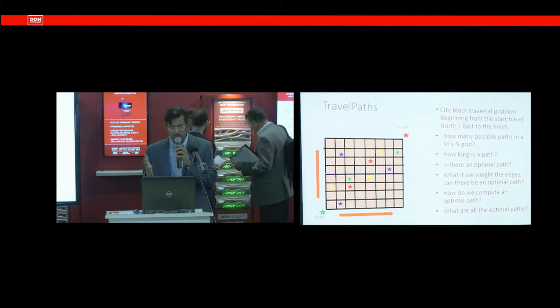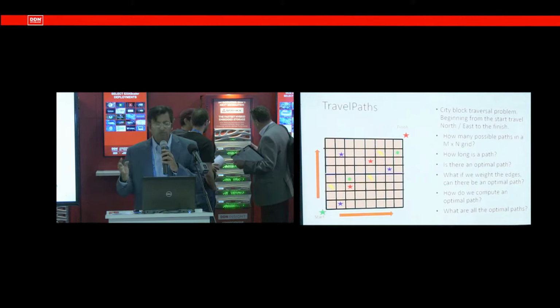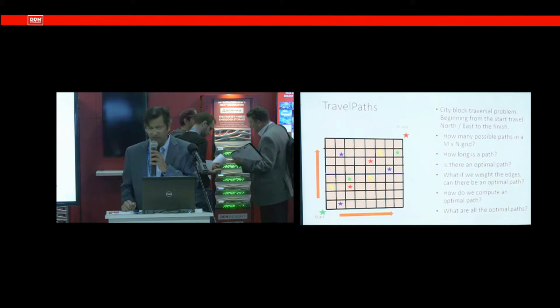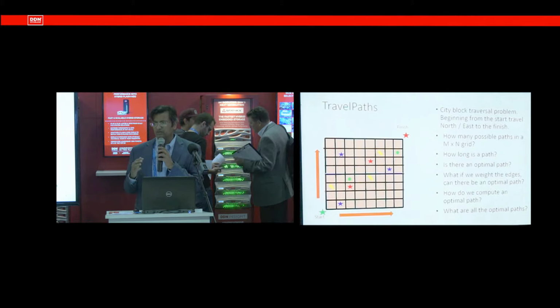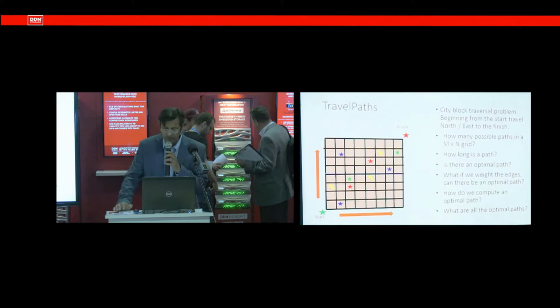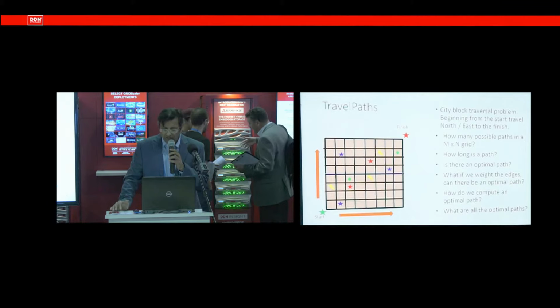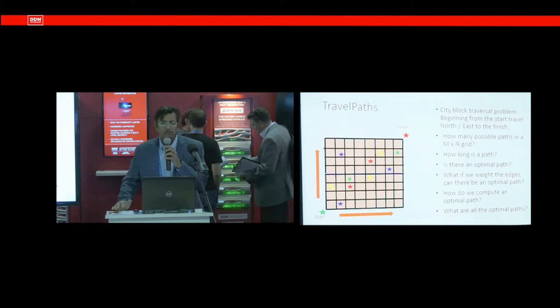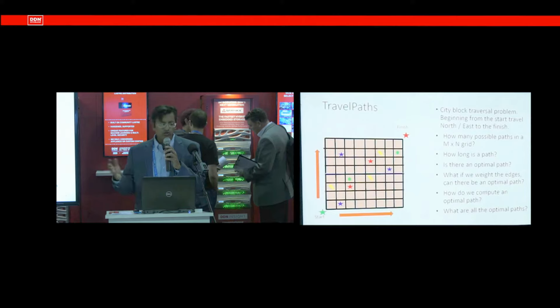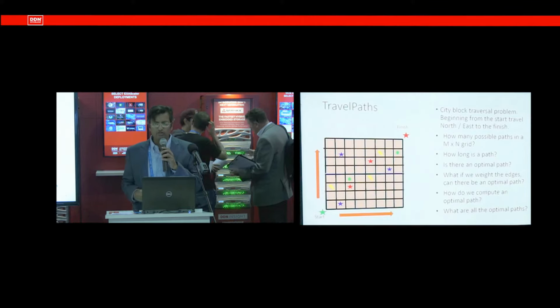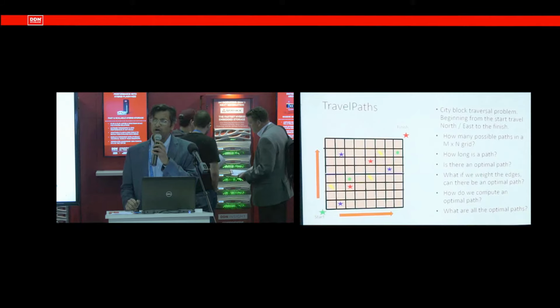So some questions that come up are: how many possible paths are there in an n by n grid? And, to paraphrase some David Byrne, how did I get here? How long is the path? Is there an optimal path if there are certain things I have to visit? Are there weighted edges? How do we compute the path? What are all the different paths? These are all interesting questions in this classic city traversal problem.